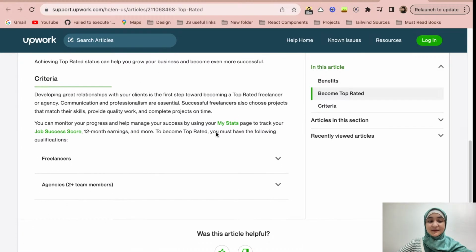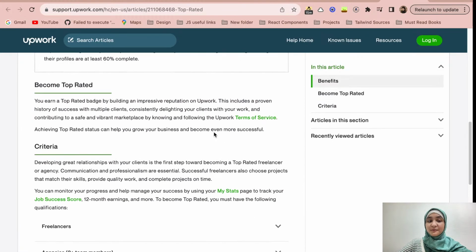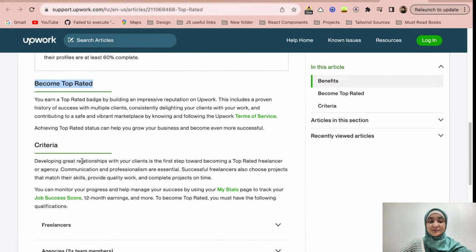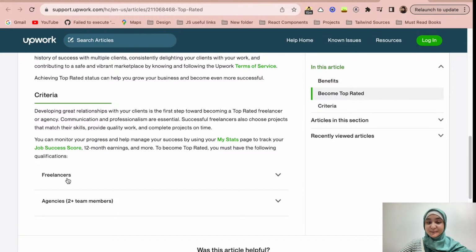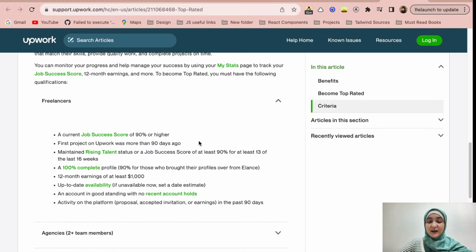Okay, how to become a Top Rated freelancer. We will be looking at freelancers. The first thing is a job success score of 90% or higher. So it's very risky when you are getting your first jobs. Try to find good clients, look for good jobs, and try to offer a good service so you will get a good rating.